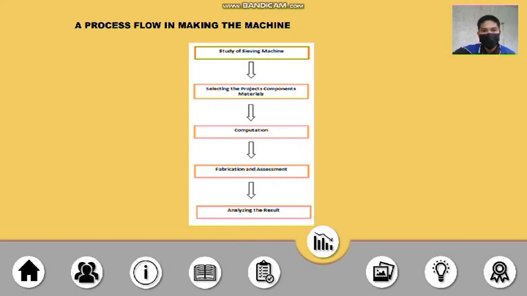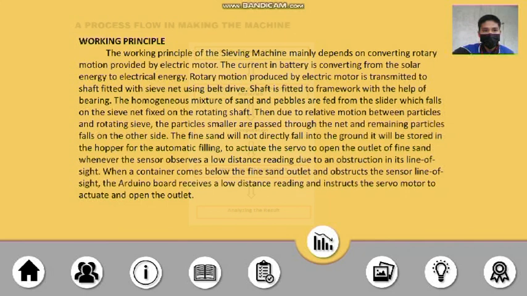The process flow in making the machine is: first, study of sieving machine. Second, selecting the project's components and materials, fabrication, and assessment, analyzing the result.